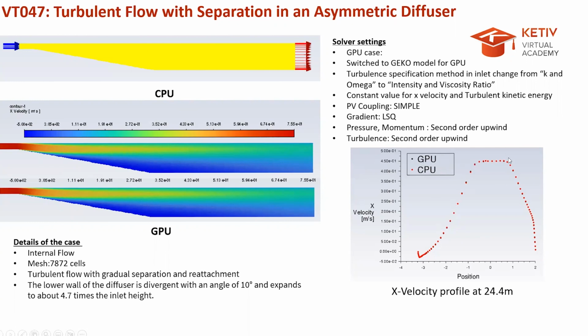So this plot over here shows you the comparison between GPU and CPU results. As you can see, they overlap each other and you're getting the same results from the GPU as you are getting from the CPU. So no lack of accuracy here for this particular example case.